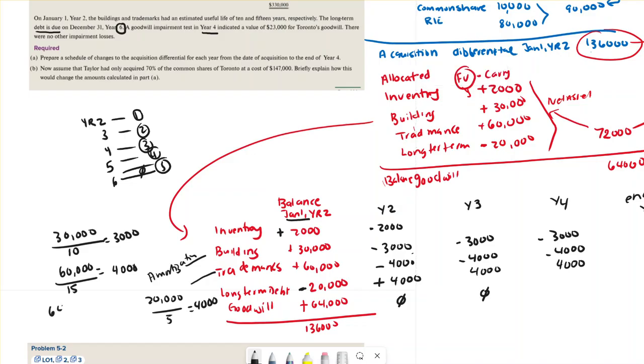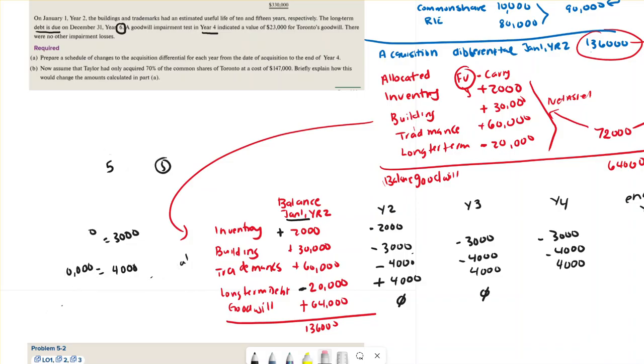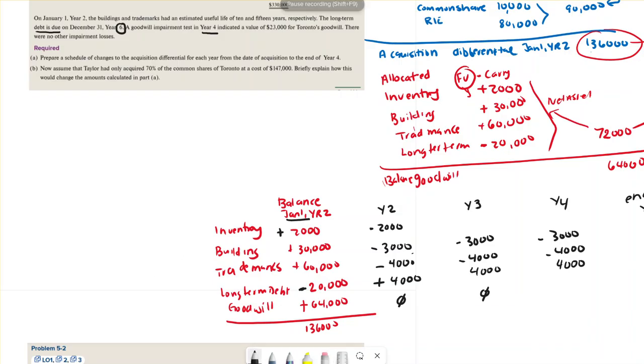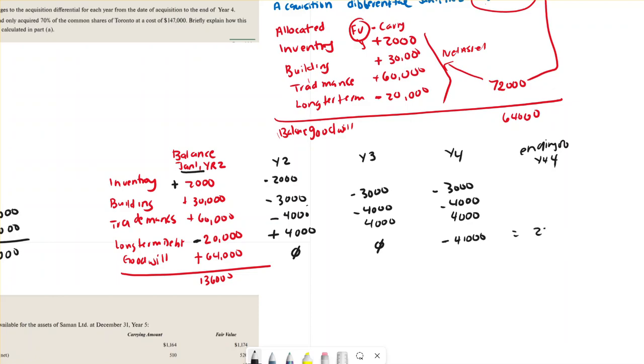So if I were to do that, the value is in our books. I'm just going to erase everything here so that we have less mess on the board. The value is 64,000 of our goodwill. The value after they did the year end was 23,000. We test for impairment, and we needed to record a loss. The difference between those two is a loss. It will be recorded in year 4. That will be 41,000. So the value of your goodwill will be 23,000, that's what they told us.